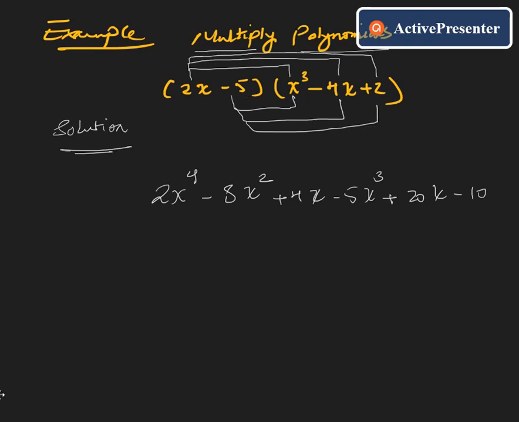So now we add like terms. We have here 4x and 20x. So finishing our answer, putting it in standard form, we start with the highest degree and go down. So the next one is minus 5x cubed minus 8x squared plus 24x minus 10, and we are done.